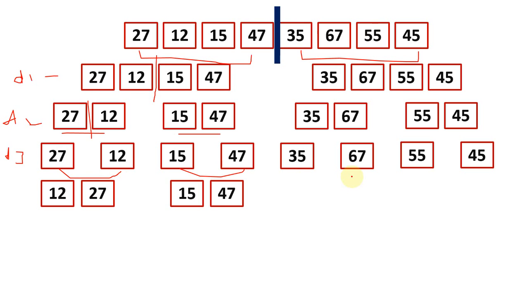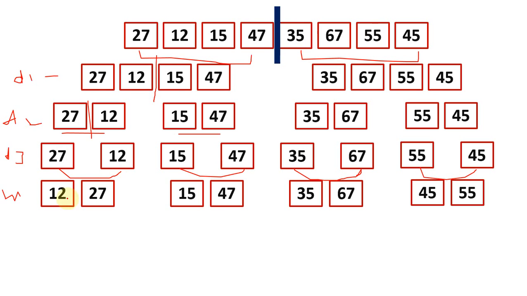Next, comparison between 35 and 67, which are L5 and L6. Because 35 is already less than 67, it will directly merge to produce another list: 35, 67. And next is 55 and 45. This is list 7 and list 8, I think. Yes, list 7 is 55 and list 8 is 45. But 45 should come first and 55 should go there, and these two should be merged. So this is merge 1, merge level 1, M1.